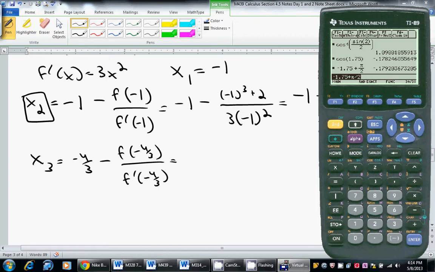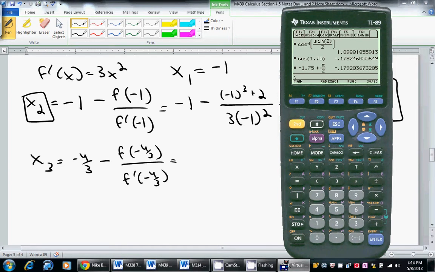So let me see what we got here. We have -4/3 minus f of -4/3, let me put this in parentheses, which is going to be -4/3 to the third power plus 2, divided by f prime of -4/3, which is 3 times -4/3 squared. Hit the diamond key, hit enter.